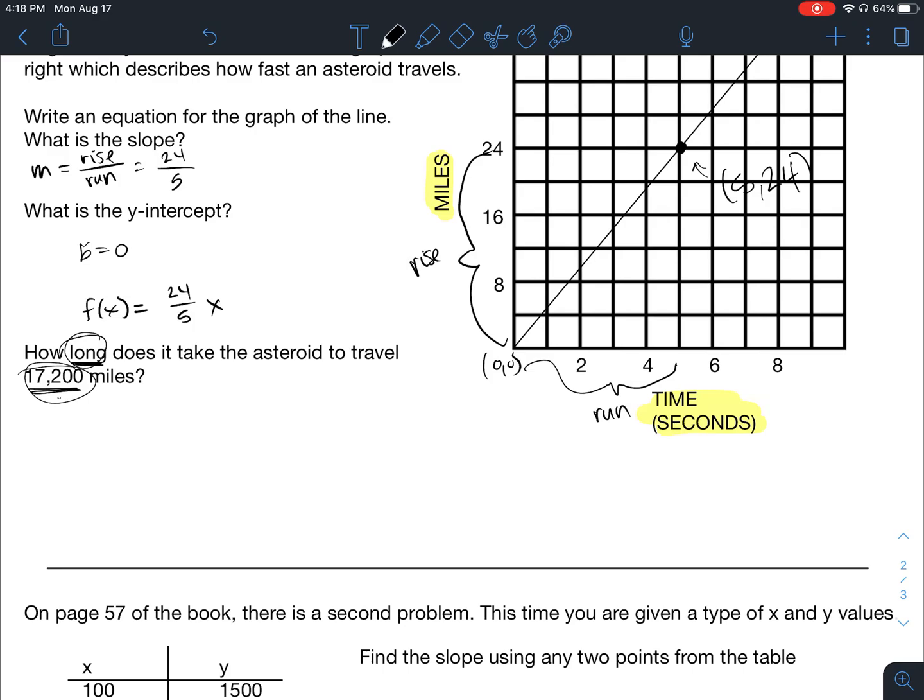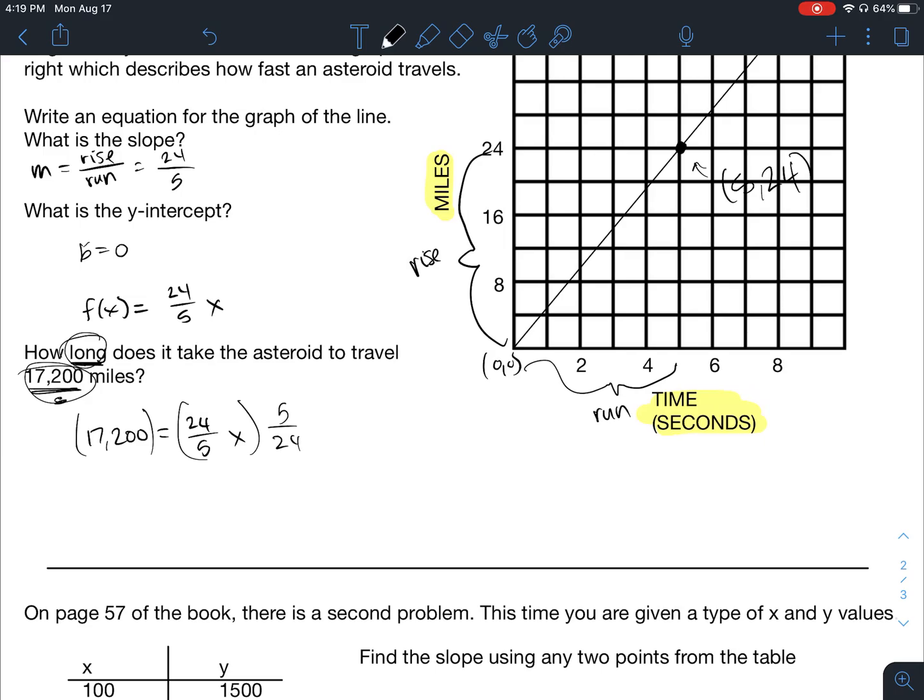And we're not going to plug this value into x because x represents time, and in this case, f of x is miles. So we're going to write that as 17,200 is equal to 24 over 5x, because we're trying to find how long. We're not trying to find the miles. Well, using basic algebra skills, if we multiply both sides by 5 over 24, we can get x all by itself.